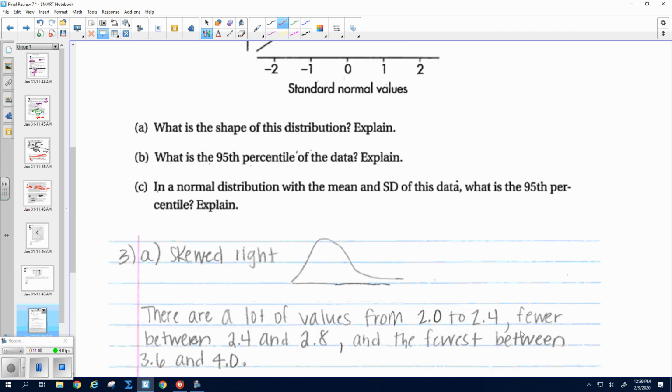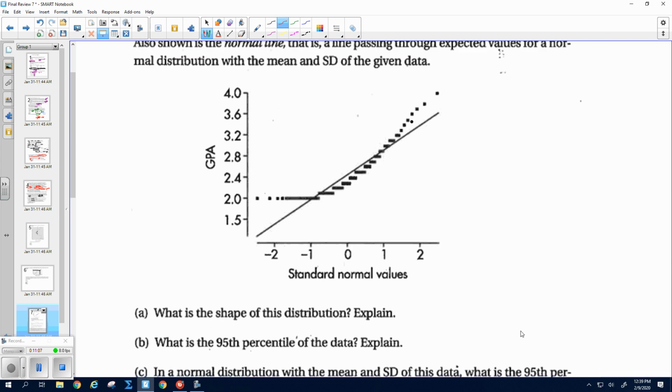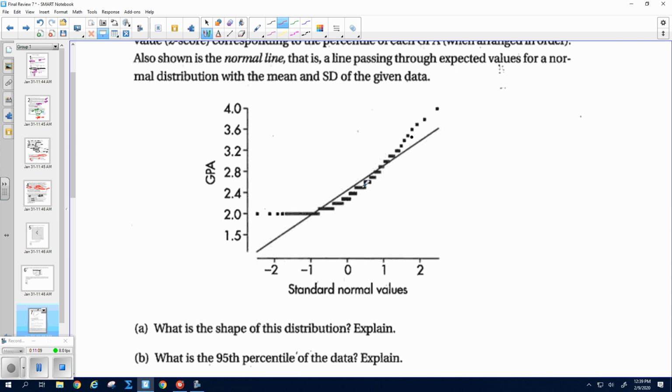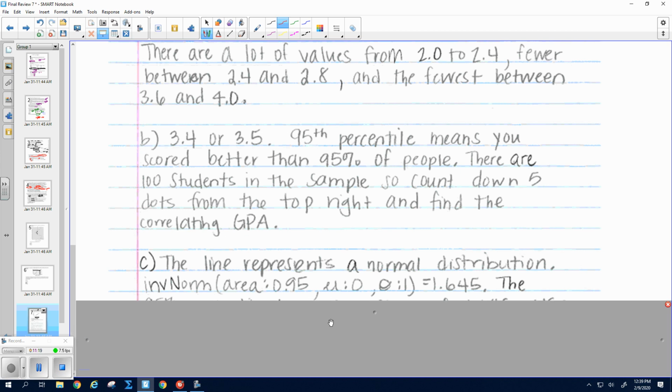All right, part C: if the data is in a normal distribution with the mean and standard deviation of this data, what is the 95th percentile? So this line right here represents the normal distribution. And we can find what z-score goes with 95% by doing inverse normal. So if you do inverse norm, area 0.95, mean of 0, standard deviation of 1, you get 1.645 for your z-score.